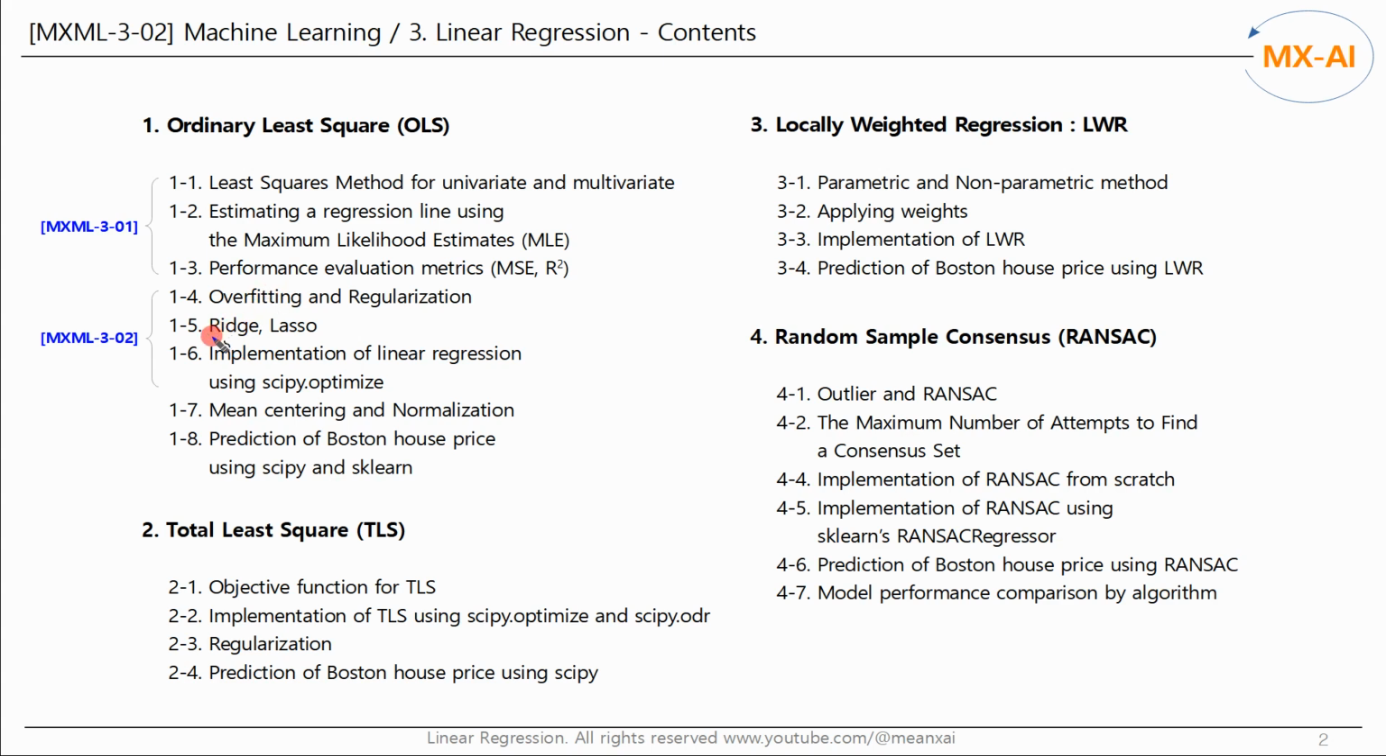So far, we have looked at the Ridge and LASSO regularization methods and implemented them in code. In the next video, we will look at mean centering and data normalization and analyze the Boston house price dataset. Let's use the scipy library, like in this video, and compare with the results from scikit-learn's LinearRegression, Ridge, and LASSO libraries.